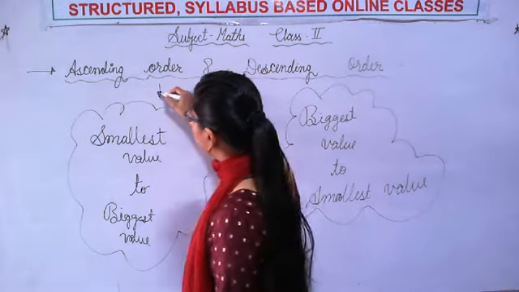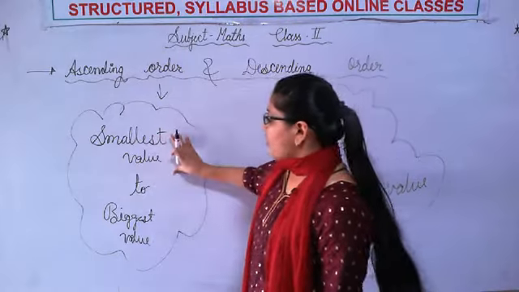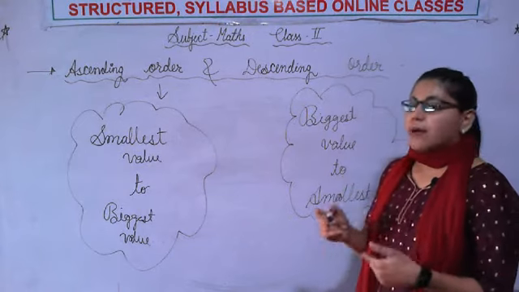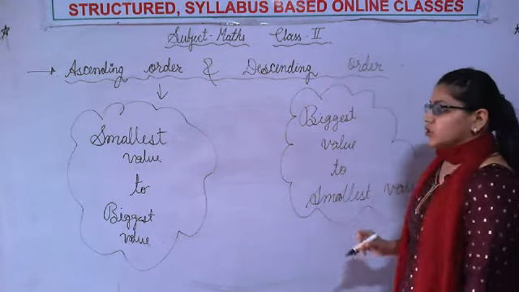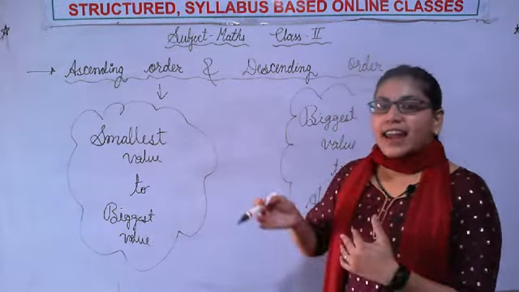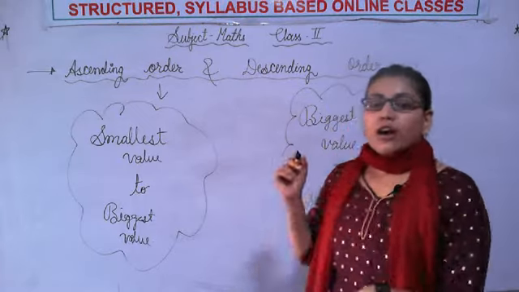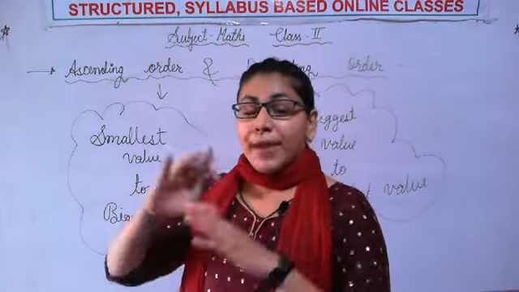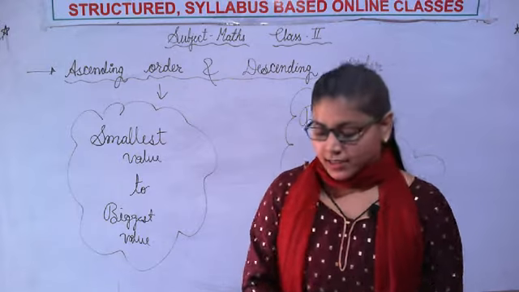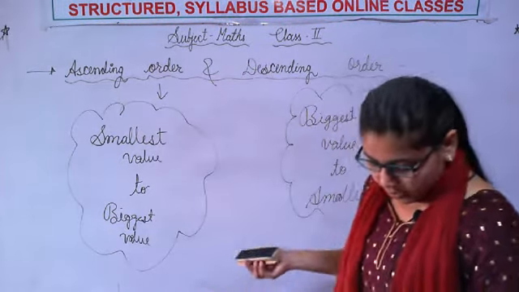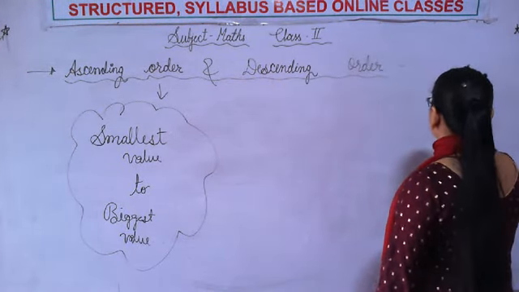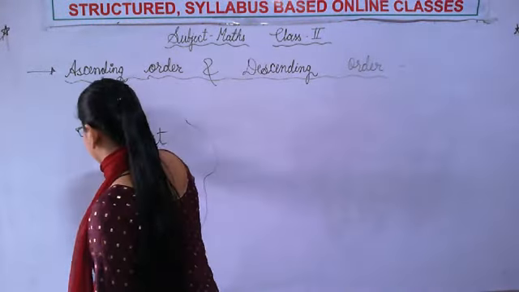In ascending order, we put numbers from smallest value to biggest value, and in descending order, we arrange the numbers in the order of biggest value to smallest value. In ascending order, we put the smallest number first, then bigger, and at last the biggest number. And in descending order, we just do the opposite. We put the biggest number first, then smaller, and at last the smallest. So now open your book. Let's do some questions based on ascending and descending order of 3-digit numbers.